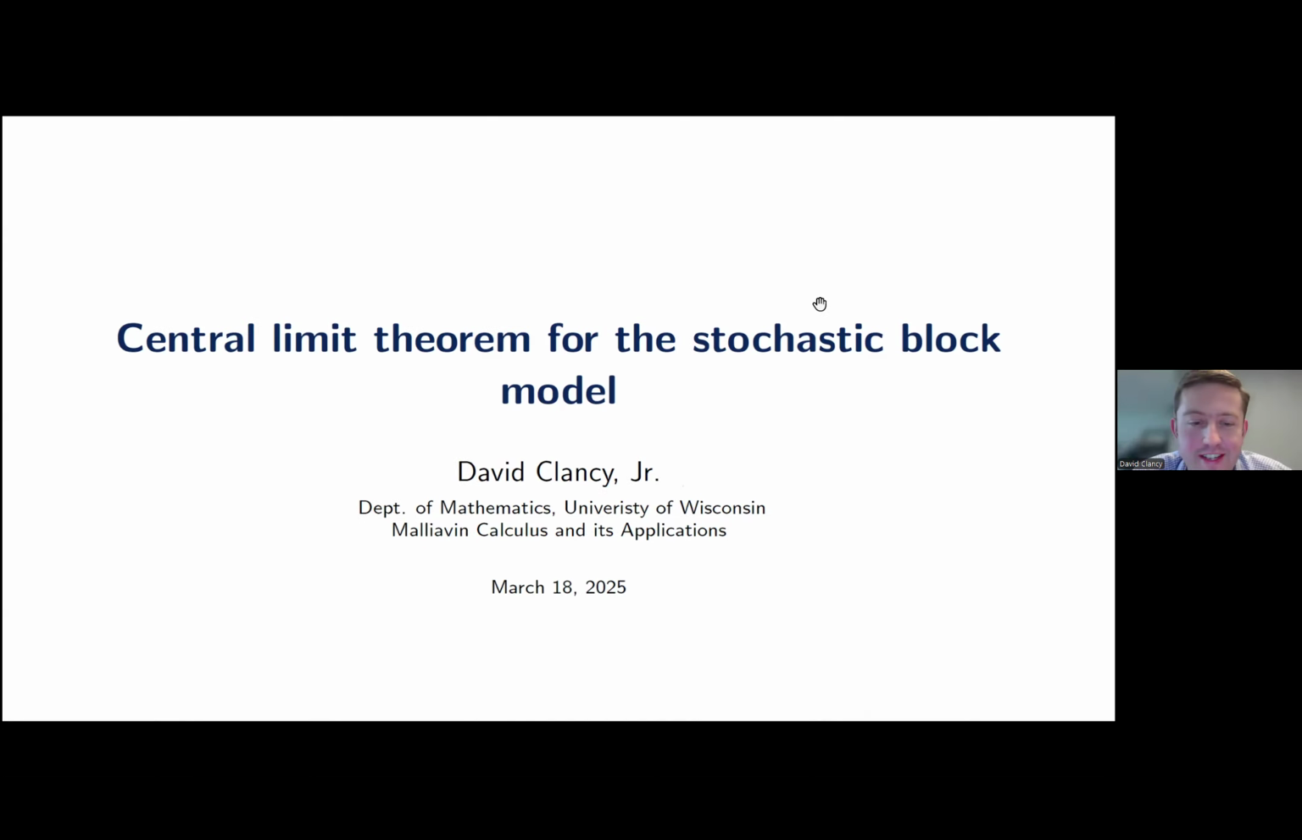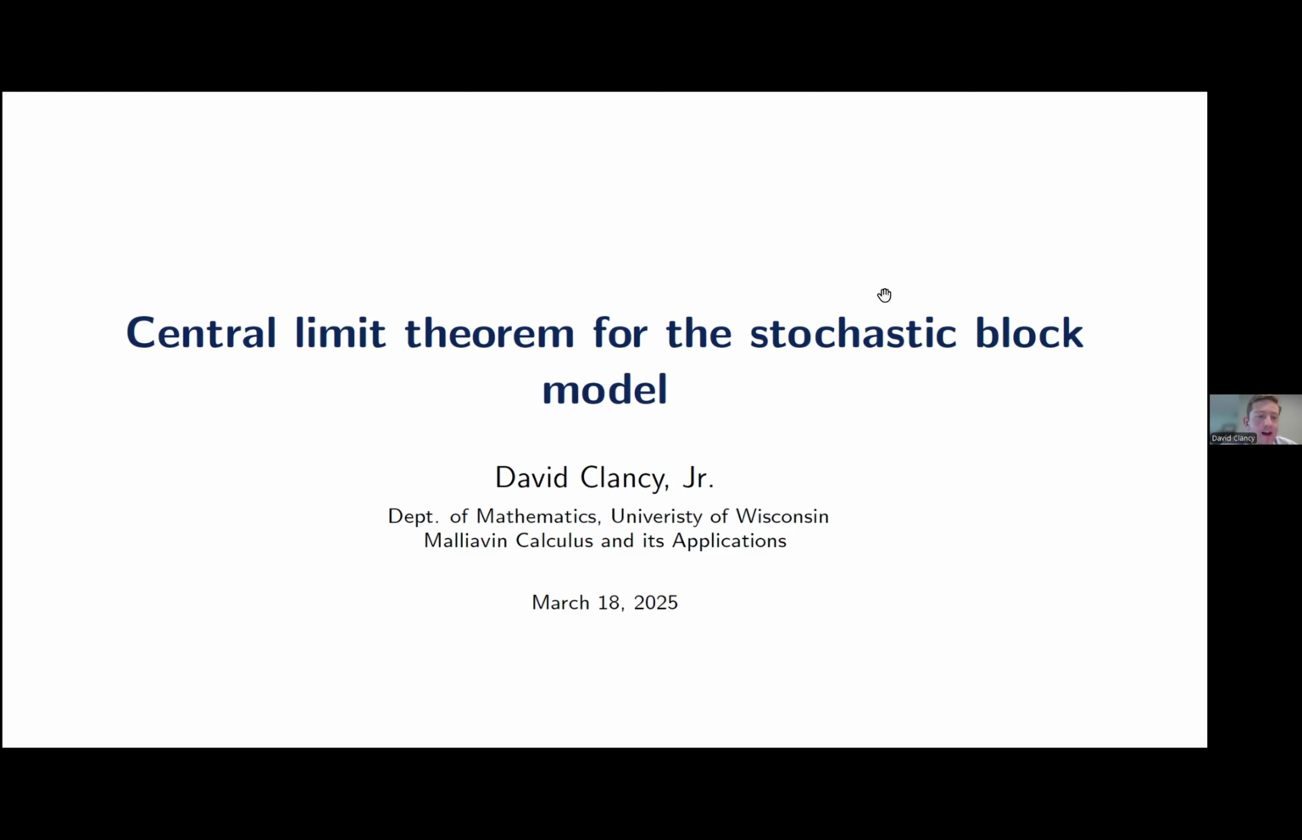Thanks for having me. It's a great pleasure. I'm here to talk about the central limit theorem for the stochastic block model. Although to illustrate the proof, a lot of it is just going to be on the Erdős-Renyi, and I'll tell you how to push this to the block model case.